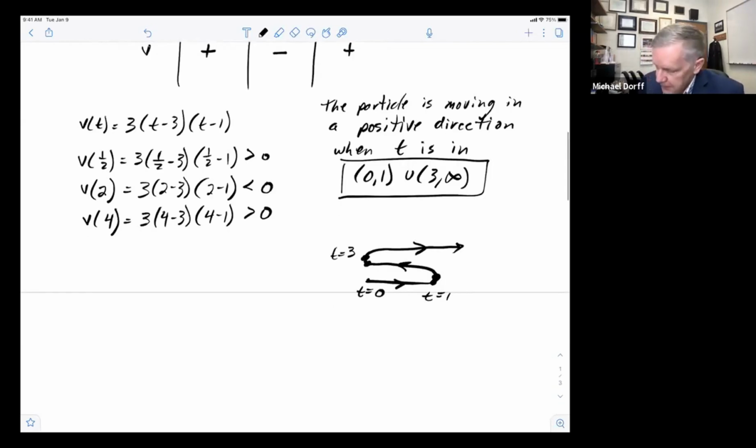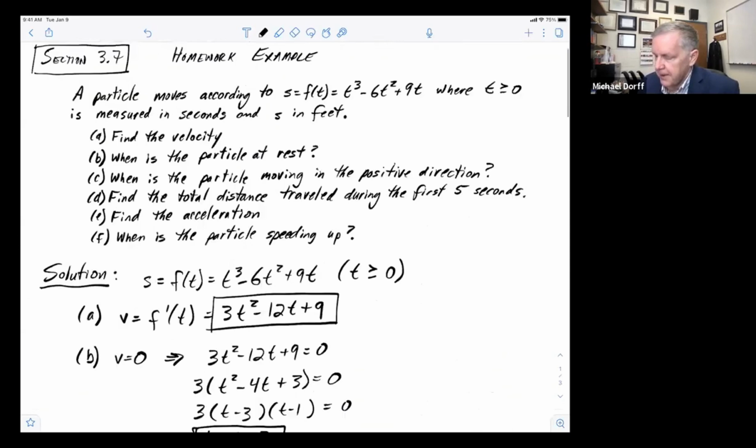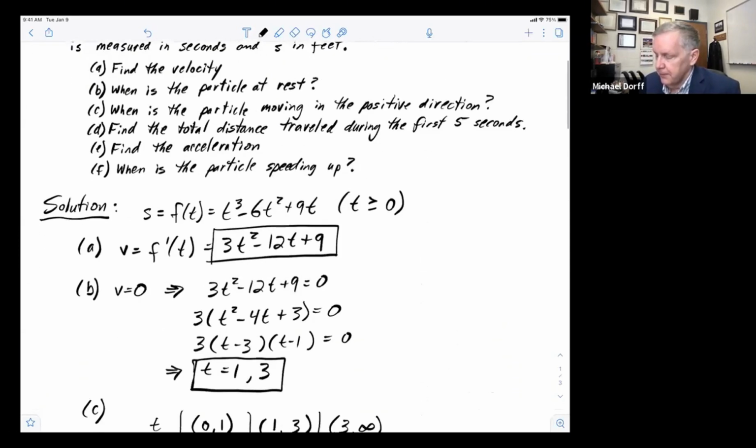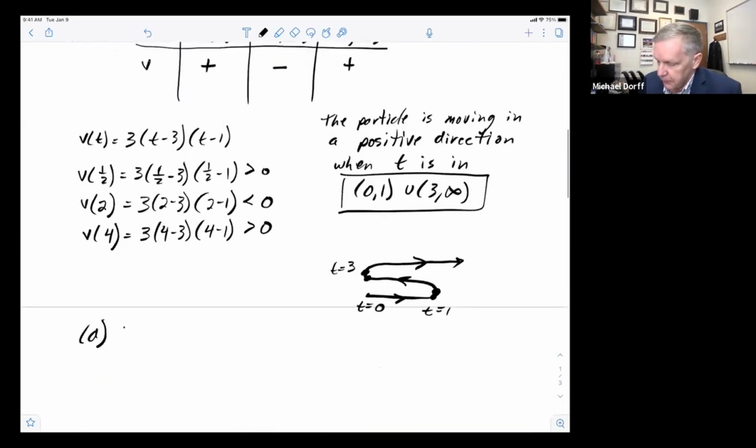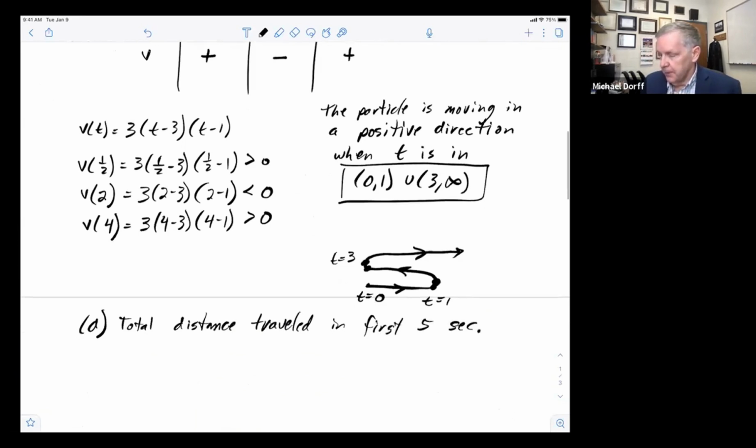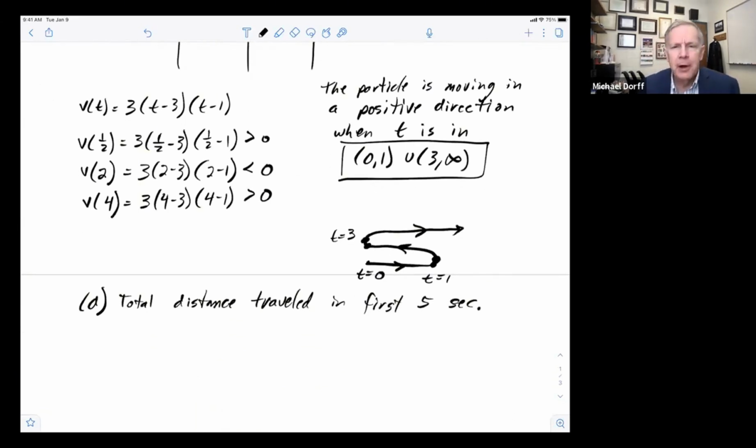All right, part D says, going back here, find the total distance traveled during the first 5 minutes. So total distance traveled in first 5 seconds. I think I said minutes earlier, but we want seconds here. Now, this is a common mistake that students make on this problem. They say, well, we'll start with t equals 0, and then we'll see where it is at t equals 5. Well, that's not correct. Why is it not correct?